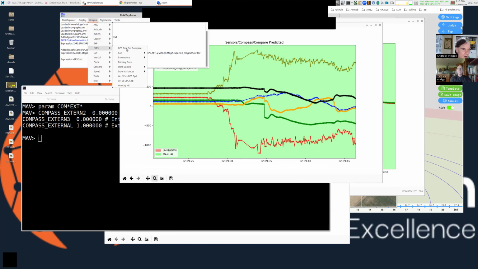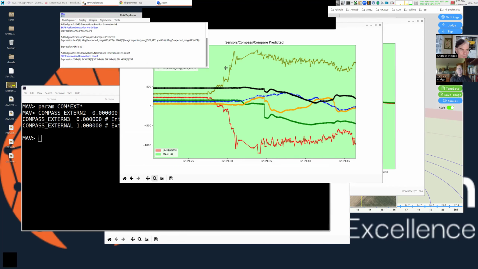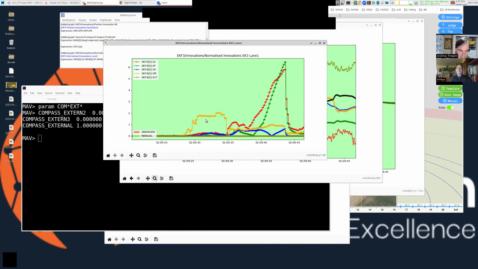We can actually have a look at what's called the normalized innovations, and we can see that at least for this part of the flight, this yellow line here is the scaled magnetic field innovations. And when that's above 1, the EKF is just rejecting the compass completely, saying that's clearly nonsense, right? I'm not going to use that at all. But you'll notice that it dropped below 1 in here. And so the EKF thought, oh, maybe the compass knows what it's talking about at the moment. I might start using that.